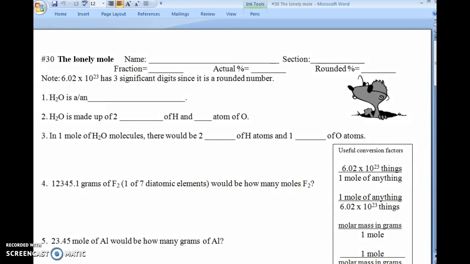Hello folks, today we're going to cover the 30s, which is also known as the lonely mole sheet. It's the first part of our mole introduction. So number one, we have water is a molecule.